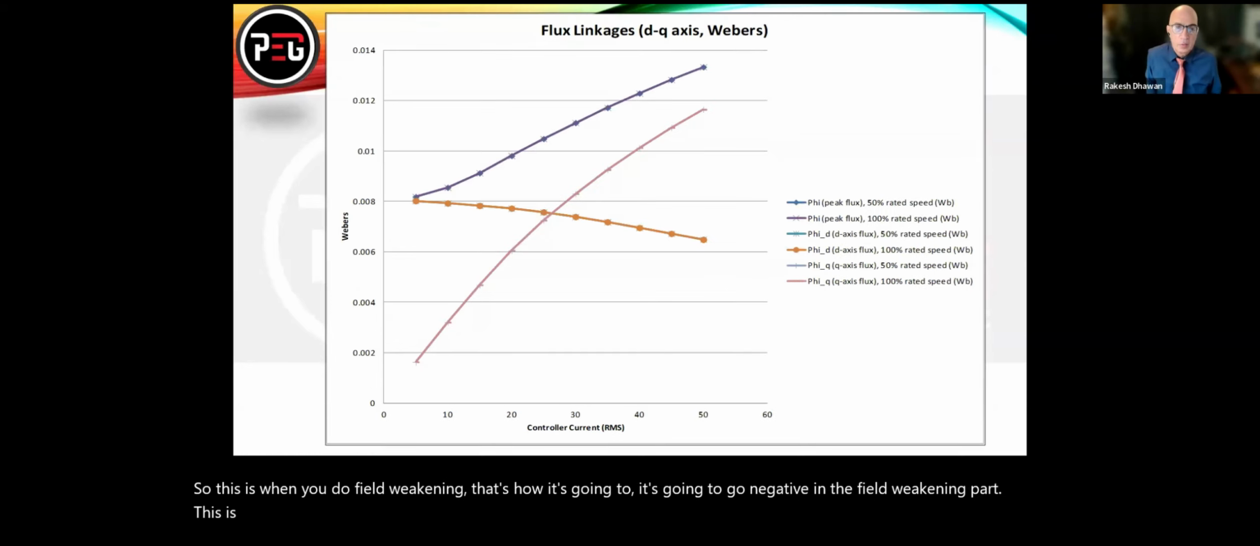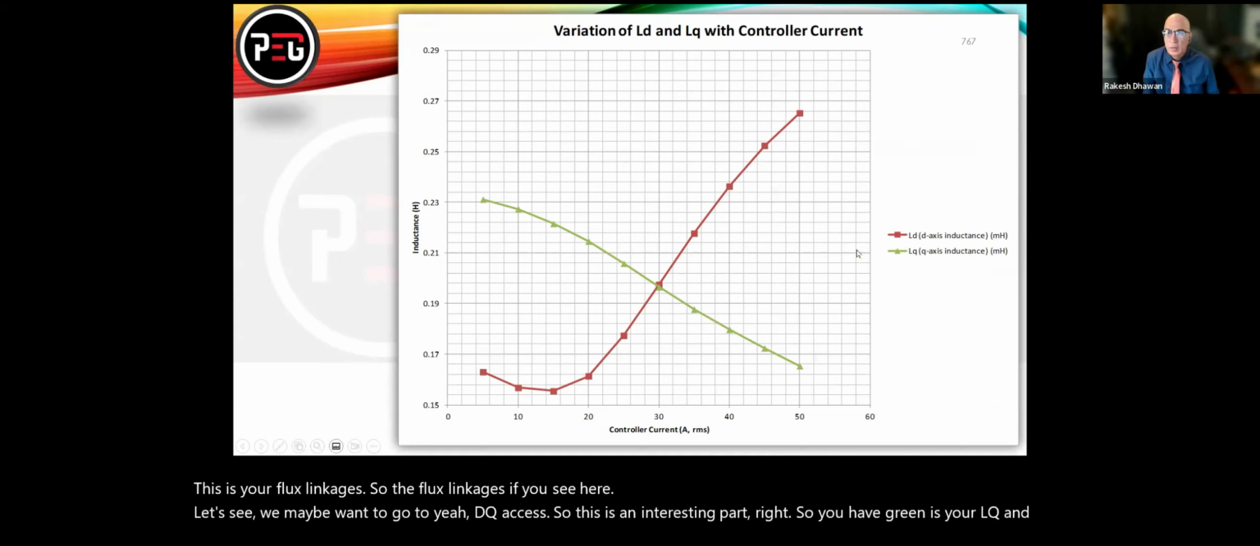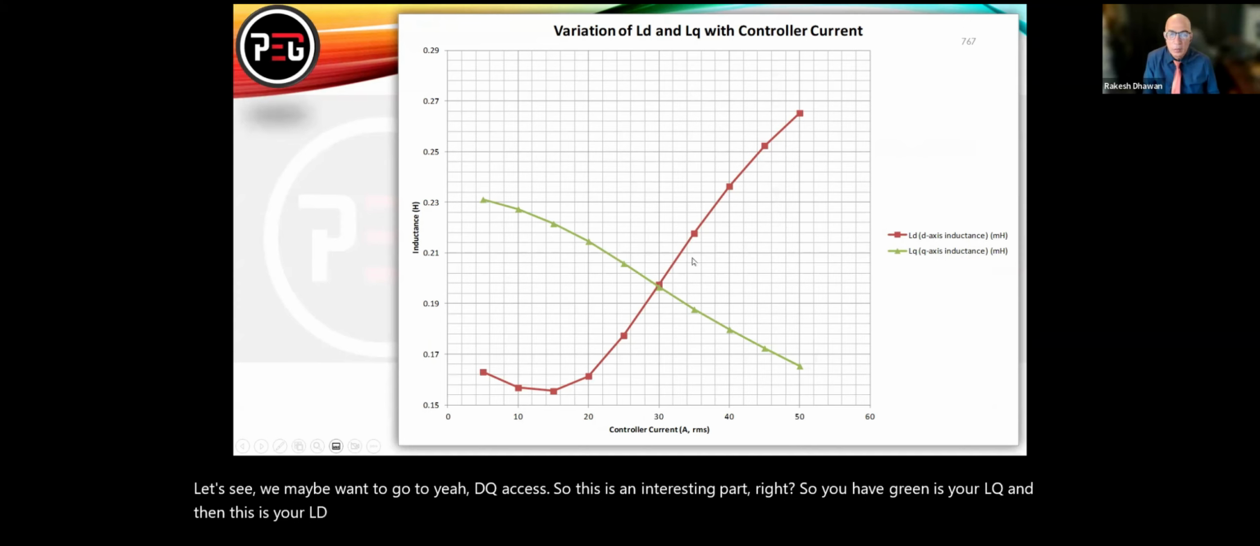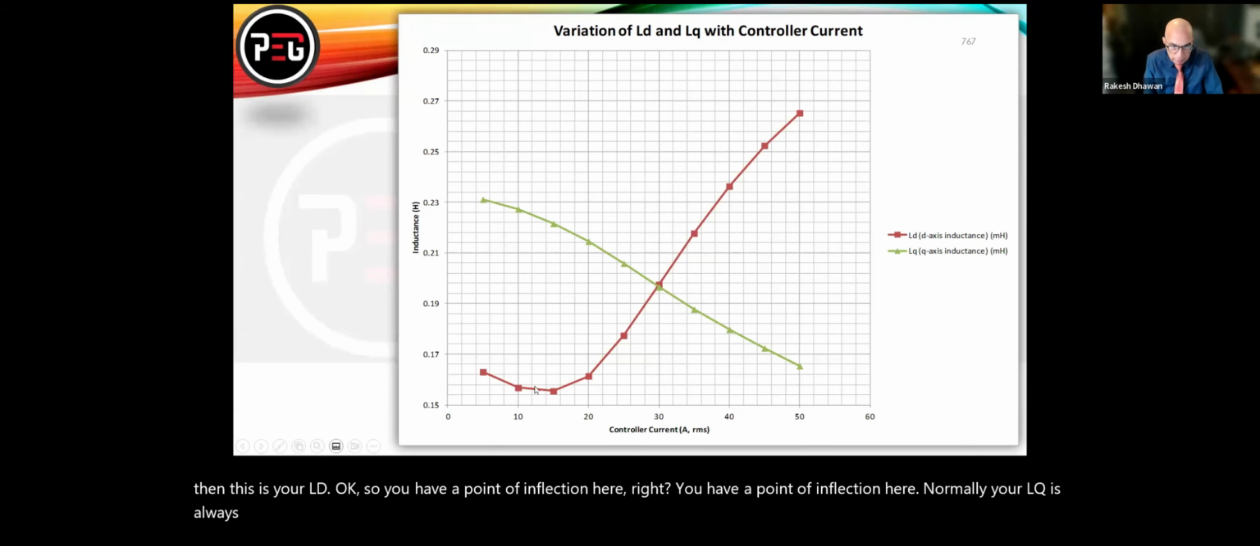This is your flux linkages. So the flux linkages, if you see here, DQ axis. So this is the interesting part, right? So you have green is your LQ, and then this is your LD. Okay, so you have a point of inflection here, right? You have a point of inflection here. Normally, your LQ is always more than your LD value. That's how it starts. But then you have a point of inflection here where this decreases and this increases.